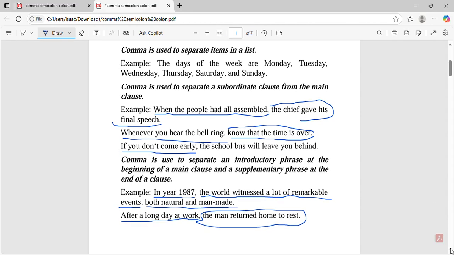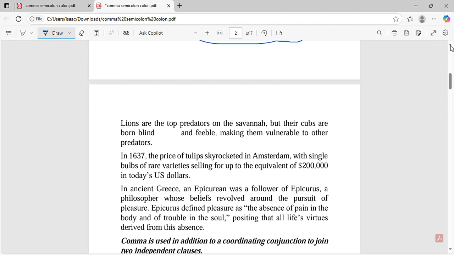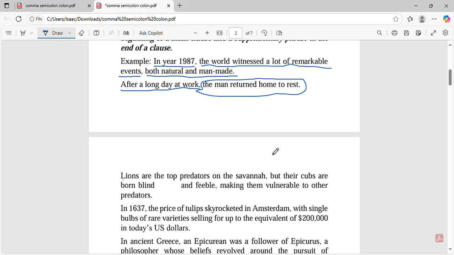Okay. And you can see other examples here. Okay, this one is a supplementary phrase at the end of the main clause. Lions are the top predators on the savannah, but their cubs are born blind and feeble, making them vulnerable to other predators. So making them vulnerable to other predators is a supplementary phrase at the end of a main clause. So you separate it using a comma.